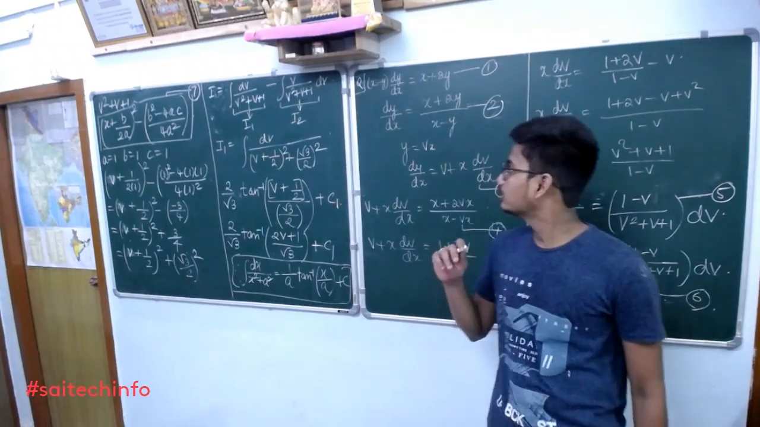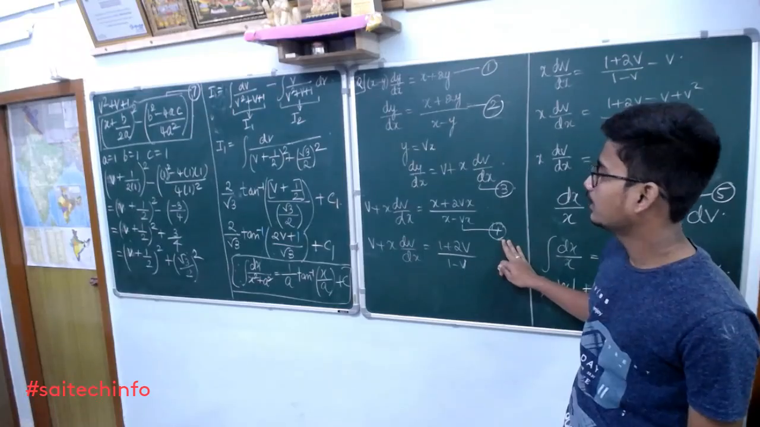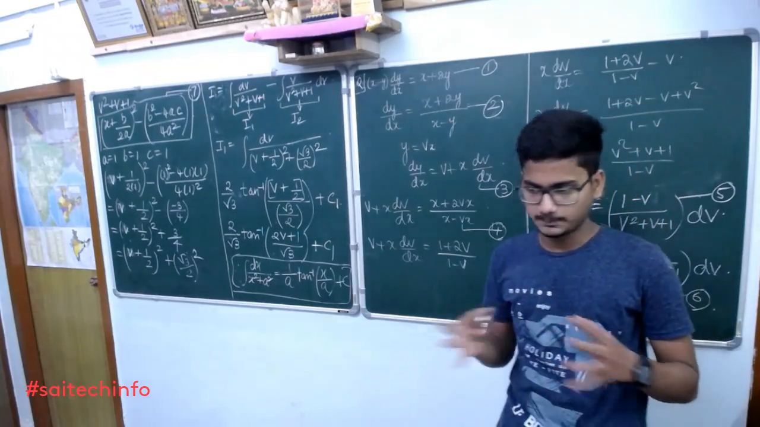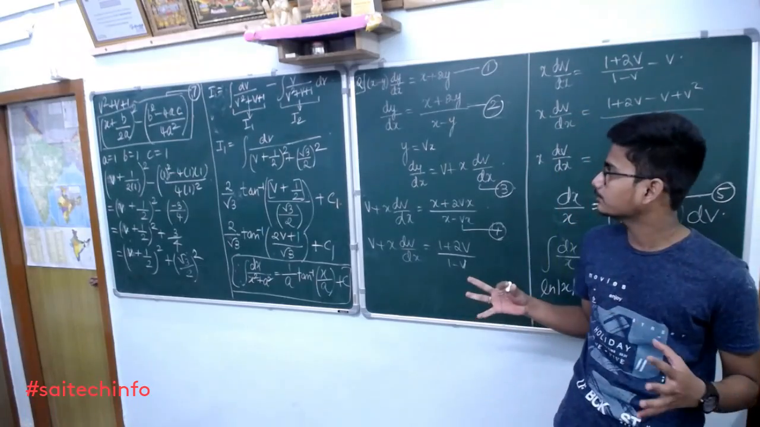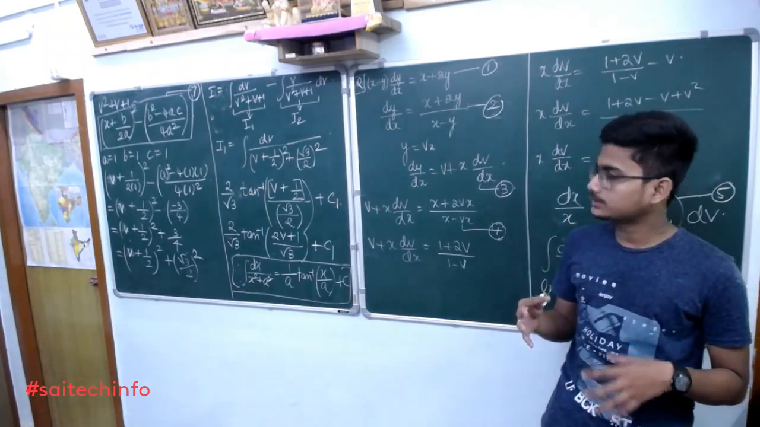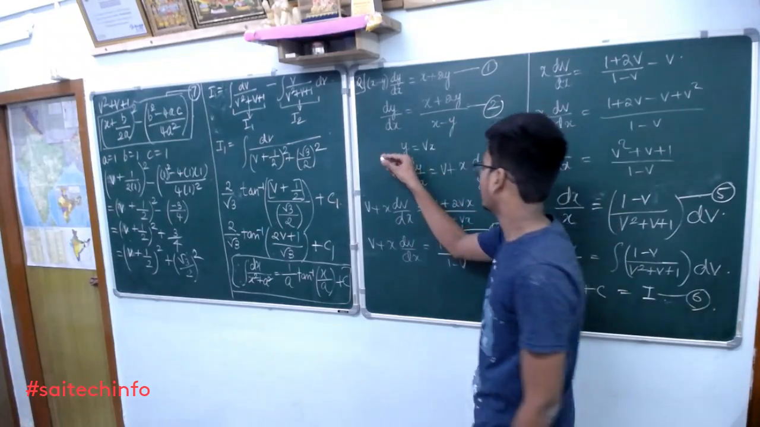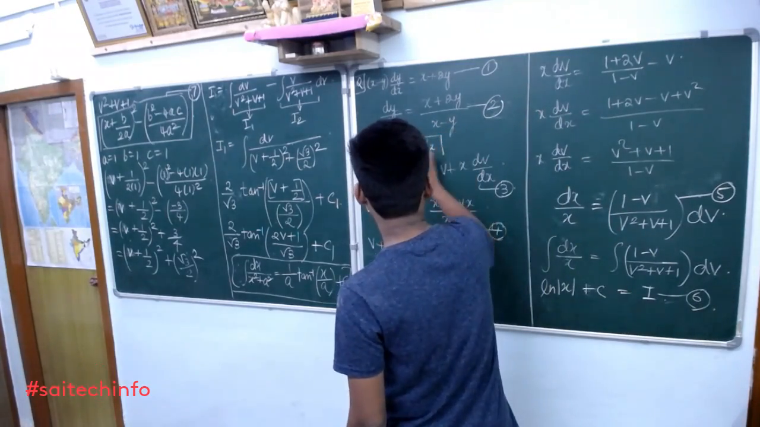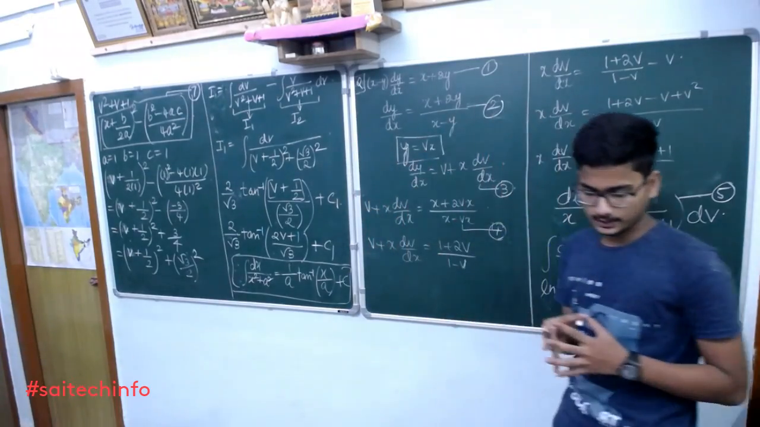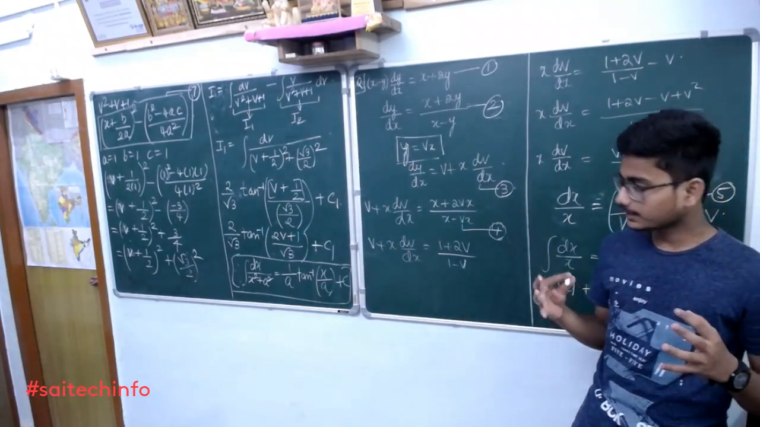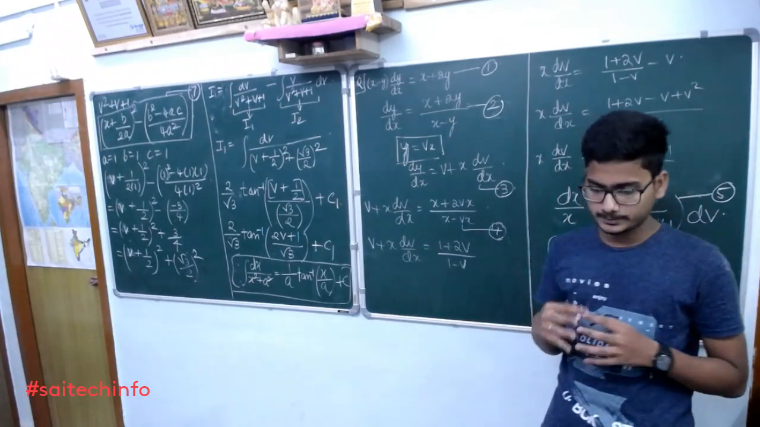Hello everyone, this is a homogeneous differential equation. Homogeneous means it is inseparable, that is, the variables are not able to be separated. We need to separate these variables and we introduce a variable v here. Basically, in homogeneous equations, the variables x and y are not able to be separated.